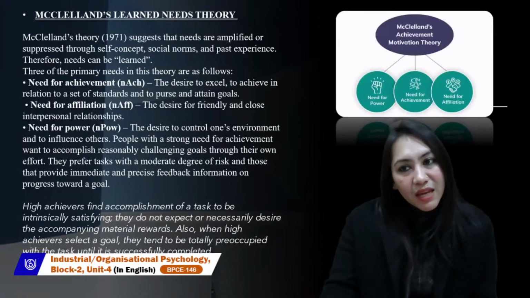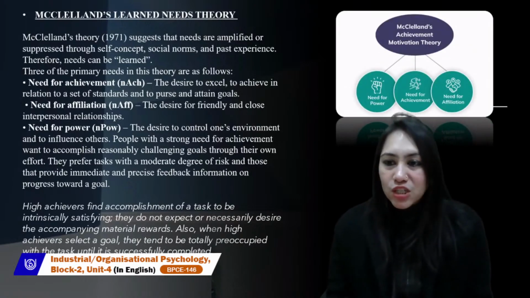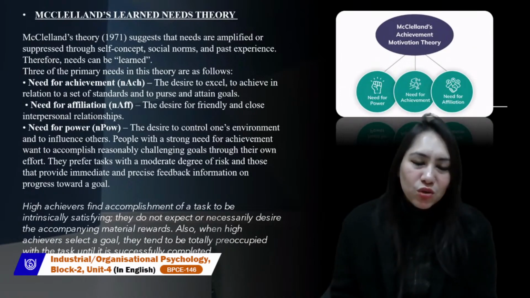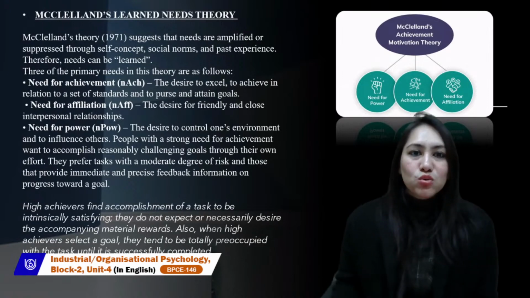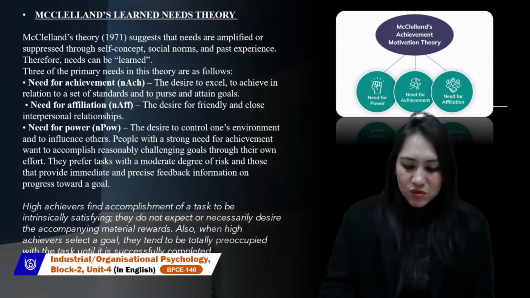Let's go to the image that we have. McClelland's theory: need for power, affiliation, and achievement. A very simple theory that tells us how our needs can be accelerated and reduced because of our self-concept, social values, and past experiences.